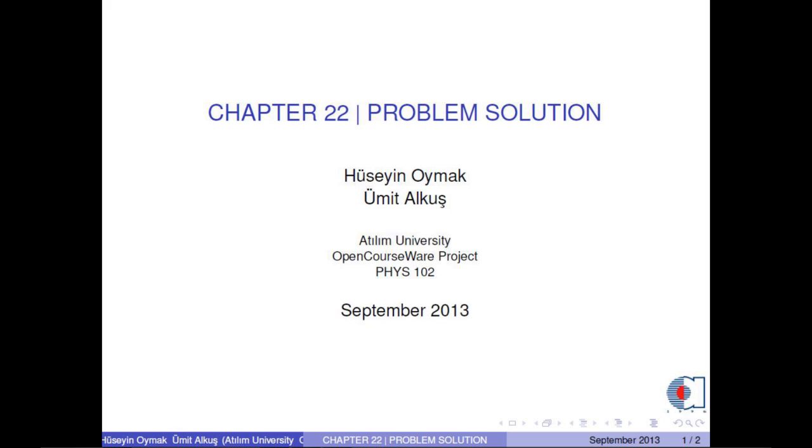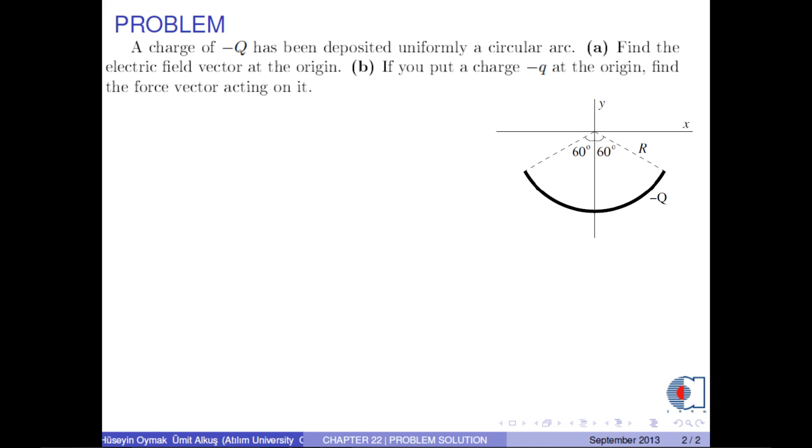In this video, we will solve one problem in chapter 22. A charge of negative capital Q has been deposited uniformly on a circular arc. A. Find the electric field vector at the origin.